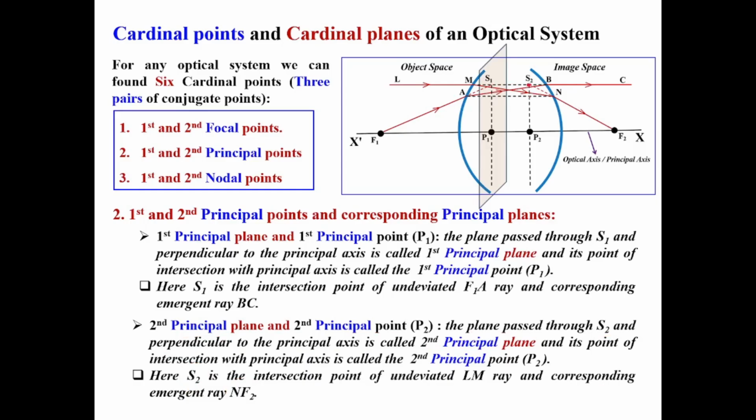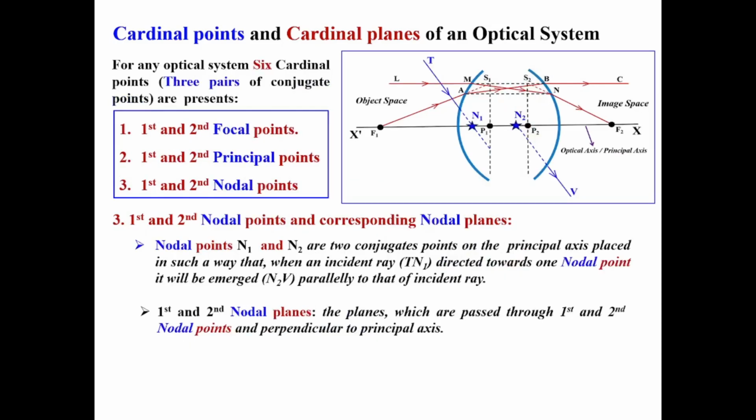So through S2, if I draw a plane perpendicular to the principal axis, that plane is called your second principal plane. This plane also cuts the principal axis at this point, and this point is called your second principal point. Same thing, it has been written: the second principal plane, and its point of intersection with the principal axis, is called the second principal point P2.